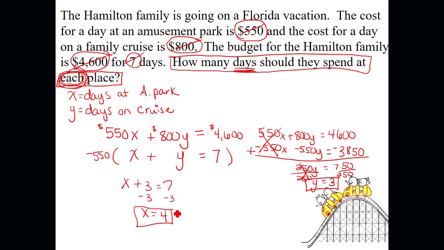They had 7 total days of vacation. They're spending 3 and 4 at each place. So remember, x equals 4 for what? What are we talking about? 4 days at the park. And y equals 3 days on the cruise.